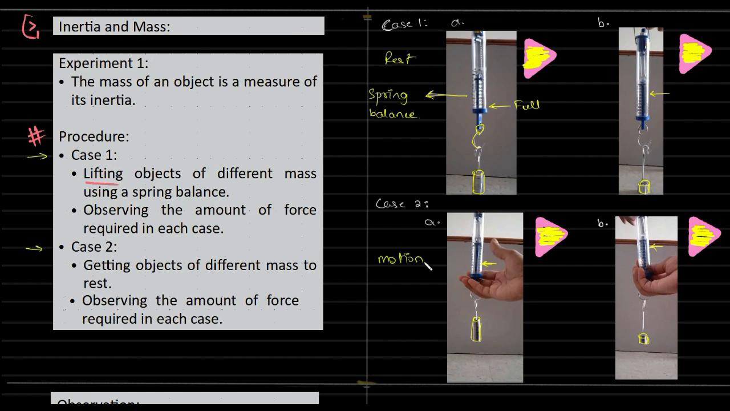In both of these cases, we are looking at inertia of rest and inertia of motion. Here it's inertia of rest and here it's inertia of motion. How inert this is, how lazy this is. The heavier object is laziest. The lighter one is not so lazy. And when it comes to motion, the heavier object needs more force on it to be stopped, while the lighter one does not need it.